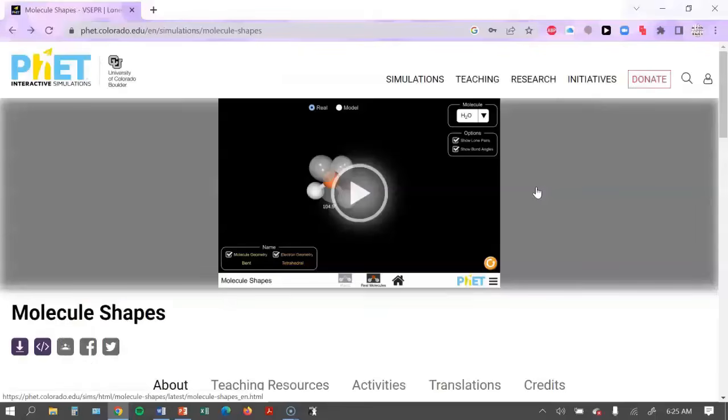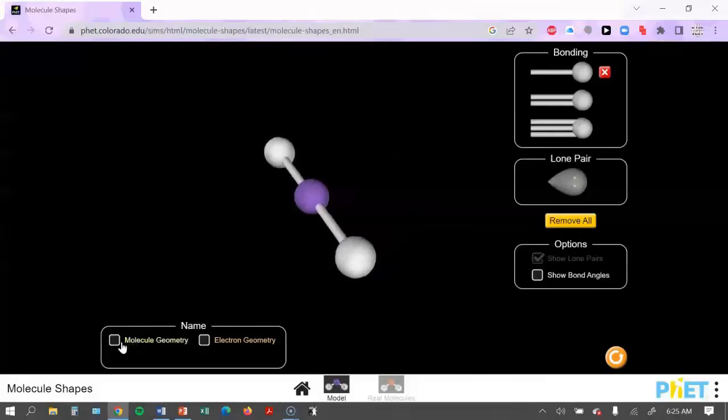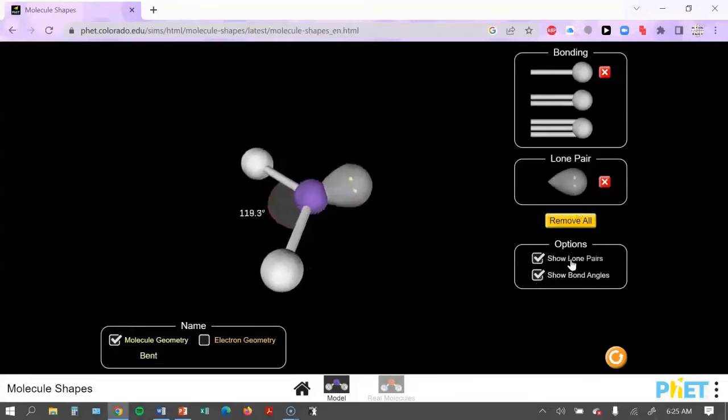So here is the PhET simulation on molecule shapes. And then we'll select model. And we'll check the box for molecule geometry and show bond angles. And then show lone pairs is also checked.